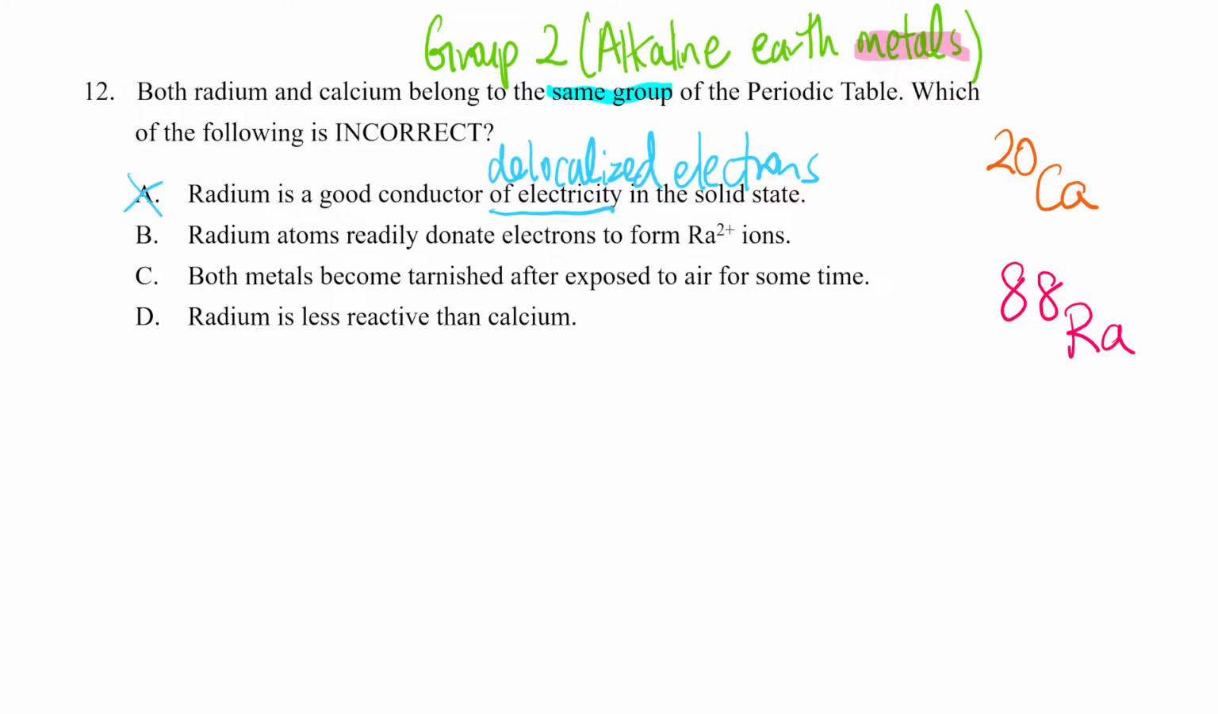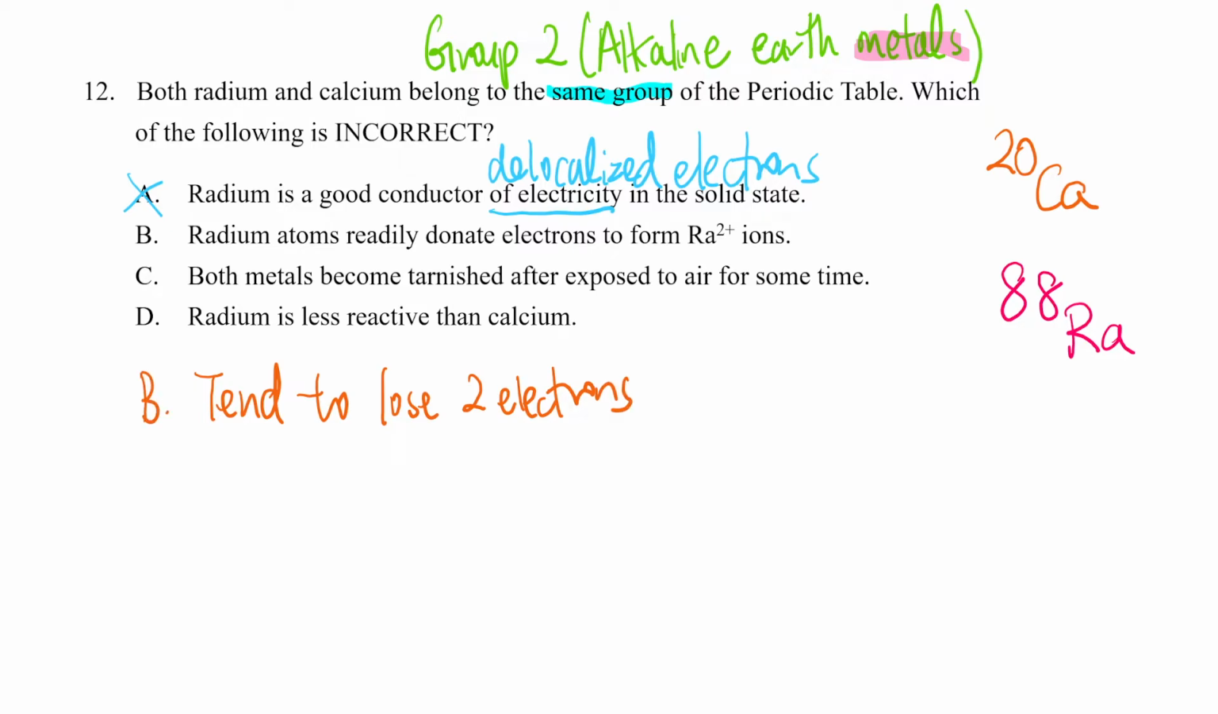Now let's look at option B. Radium atoms readily donate electrons to form radium 2+ ions. Is that true? As we know, radium is in group 2, and in group 2, that means they have 2 outermost shell electrons. And they would tend to make themselves stable. How do they make themselves stable? They will lose the 2 electrons, right? So they tend to lose 2 electrons here.